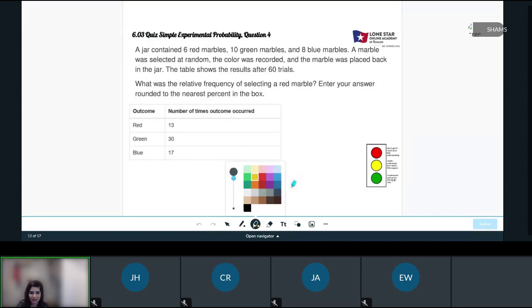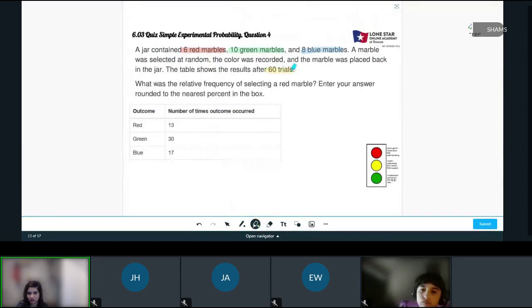A jar contained 6 red marbles, 10 green marbles, and 8 blue marbles. A marble was selected at random, the color was recorded, and the marble was placed back in the jar. The table shows the results of 60 tries. Now the table is going to show you the result of 60 tries. So I know this total added up, 13, 30, 17 is 60.